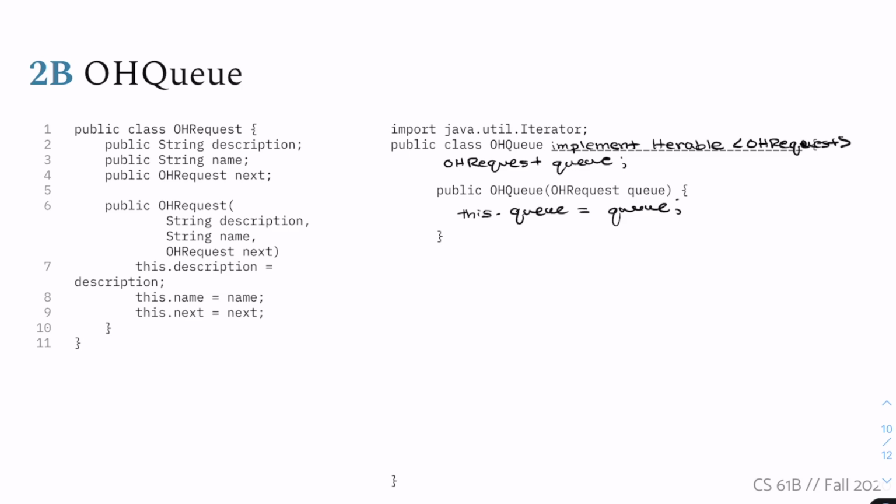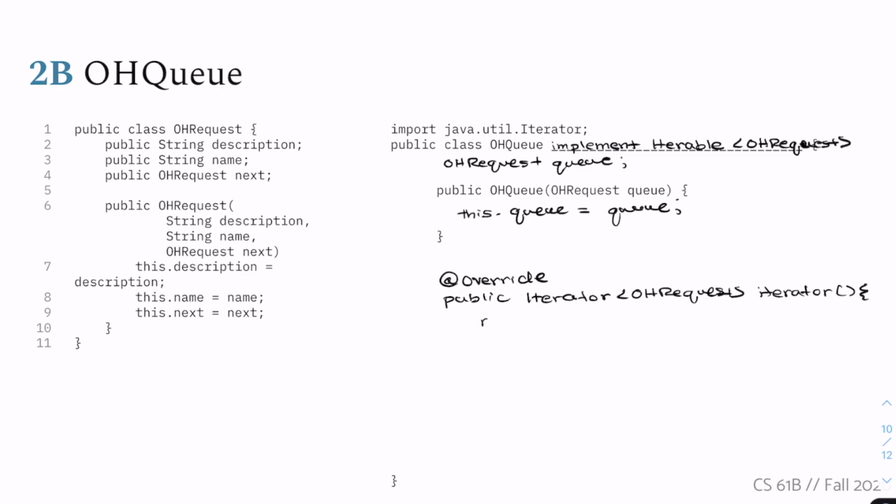And now we have to actually implement our iterator function. So again, @Override, and then we have public Iterator of type OH request. And then our function's name just happens to also be iterator.